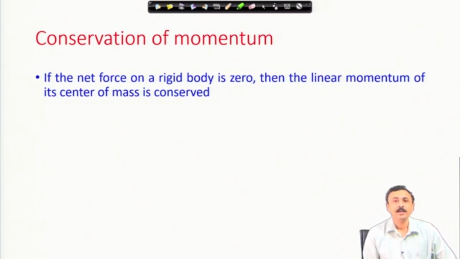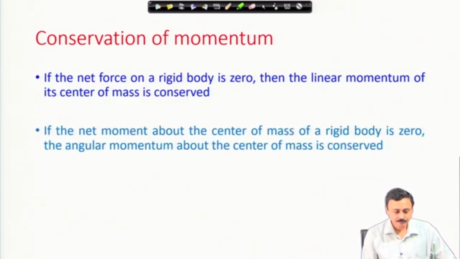If I integrate that, and I find that there is no impulse on the right hand side, where I have the integration of the force, if there is no net force, then it tells us that the linear momentum of the center of mass is conserved. If the net moment about the center of mass of a rigid body is 0, the angular momentum about the center of mass is conserved.